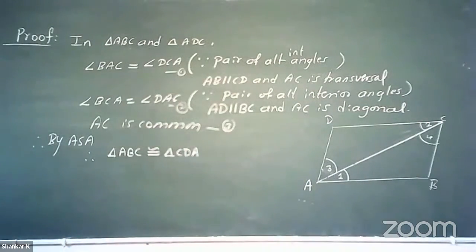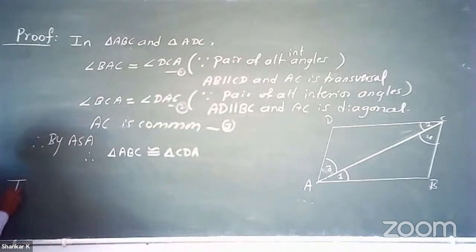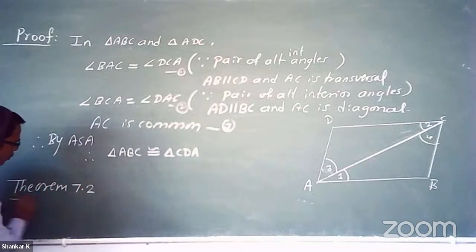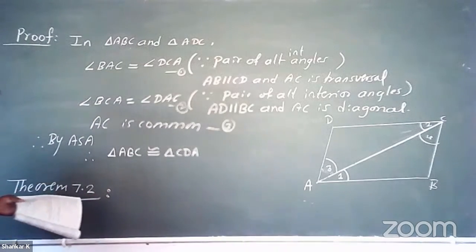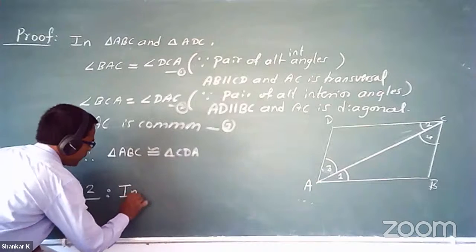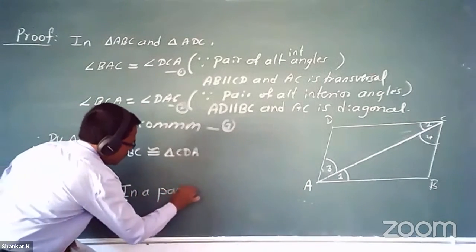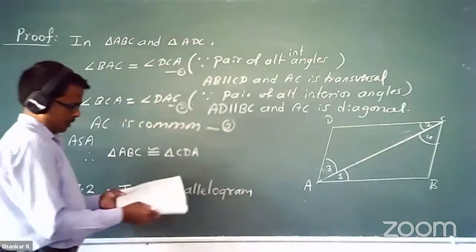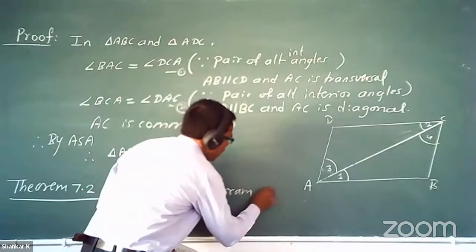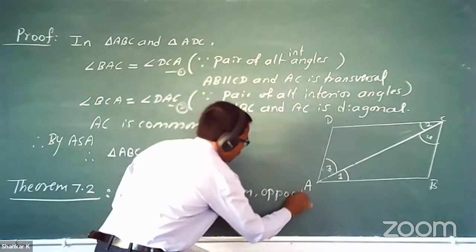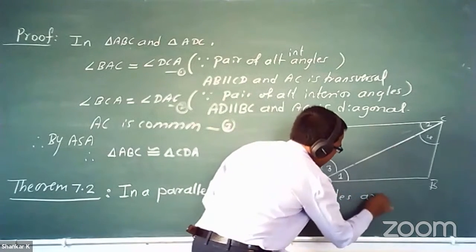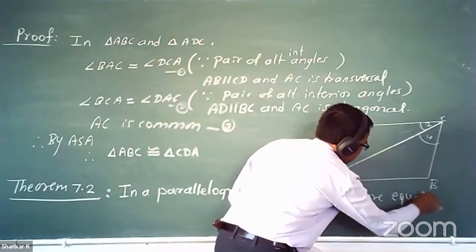Next theorem, theorem number 7.2. What is theorem number 7.2? In a parallelogram, opposite sides are equal.